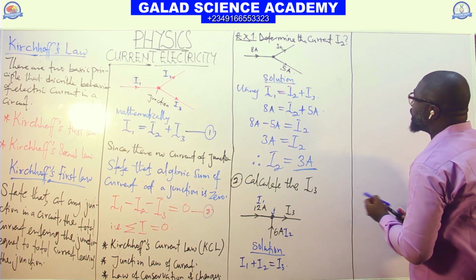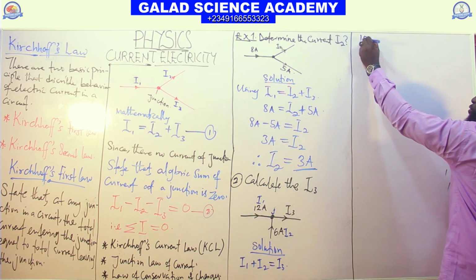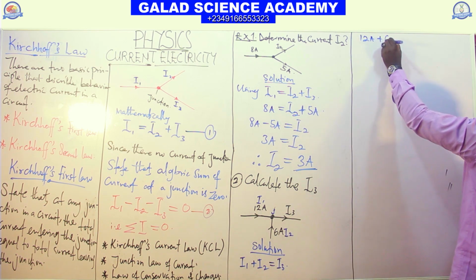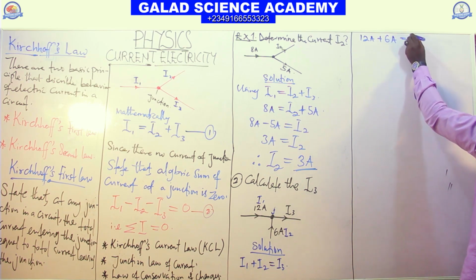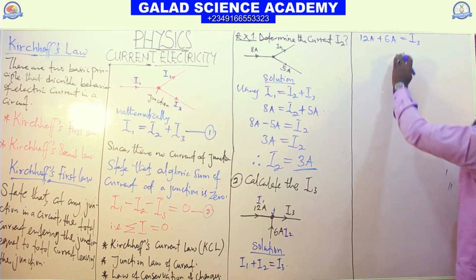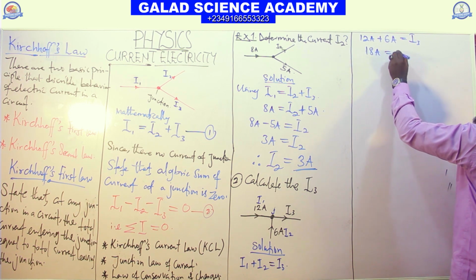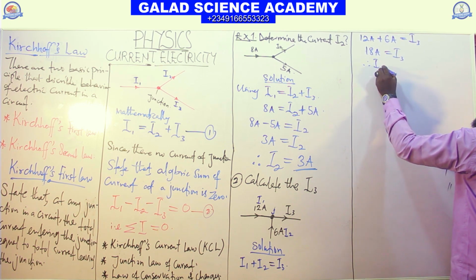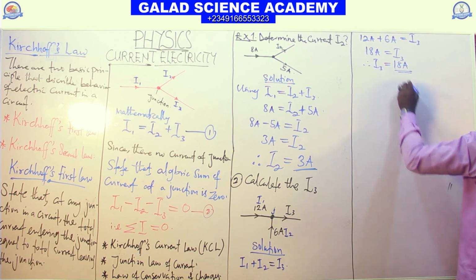By substituting, I1 is 12, so we have 12 ampere plus 6 ampere equal to I3. Adding this together, we have 18 ampere equal to I3. Therefore, I3 equals 18 ampere.